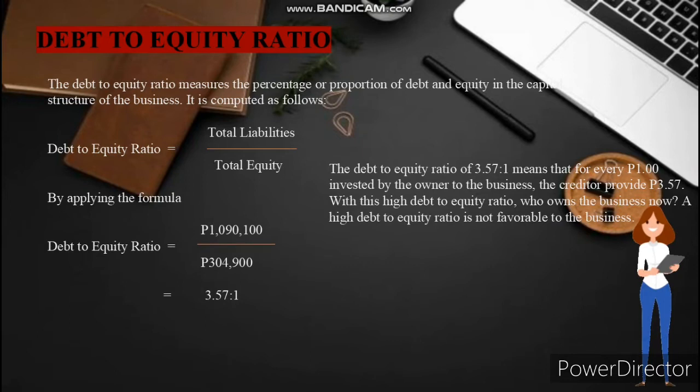So by applying the formula, for example, this is only an example: 1,090,100, the total liabilities of Angle Trading, all over its total equity, which is 304,900. So the answer is 3.57:1. This means that for every 1 peso invested by the owner in the business, the creditor provides 3.57 pesos. So there is a high debt to equity ratio. A high debt to equity ratio is not favorable to the business.